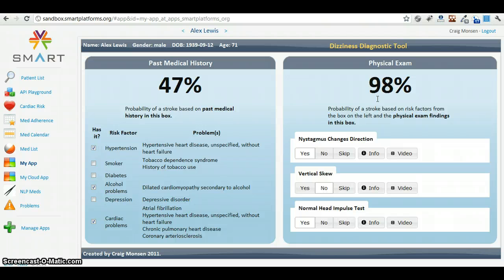It is our hope that such a tool may aid in diagnosis and improve outcomes among patients presenting with this common problem.